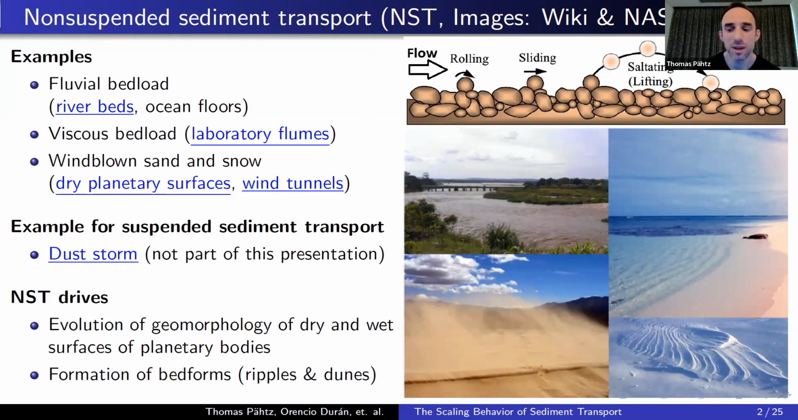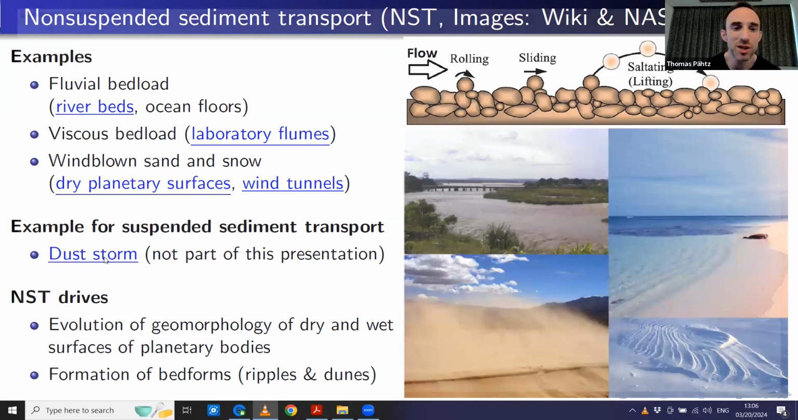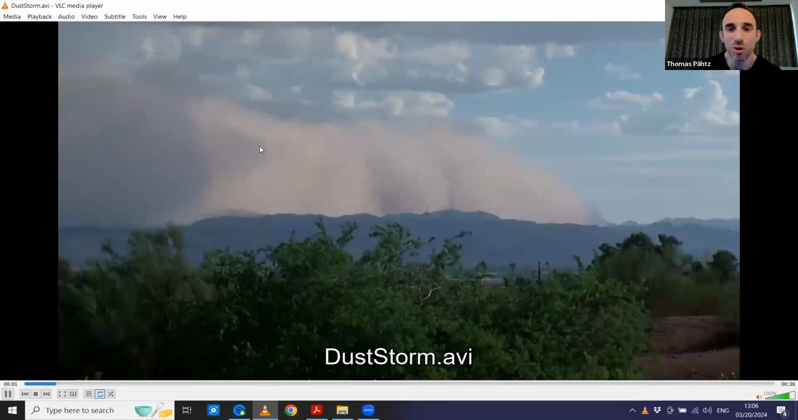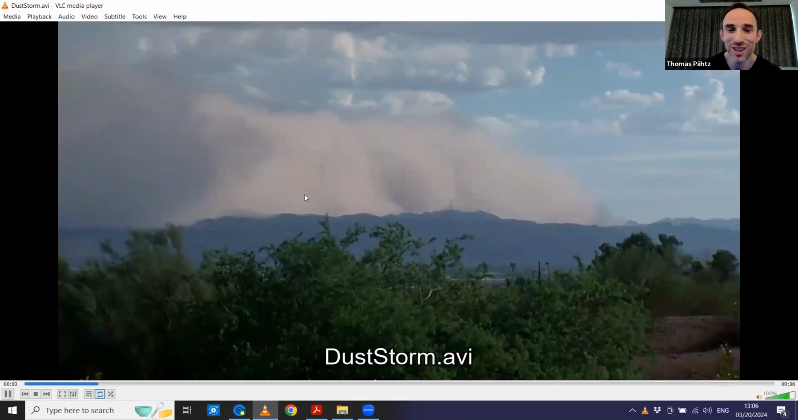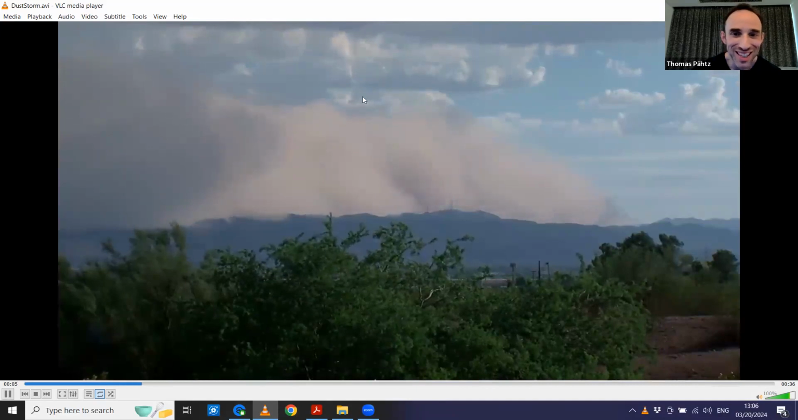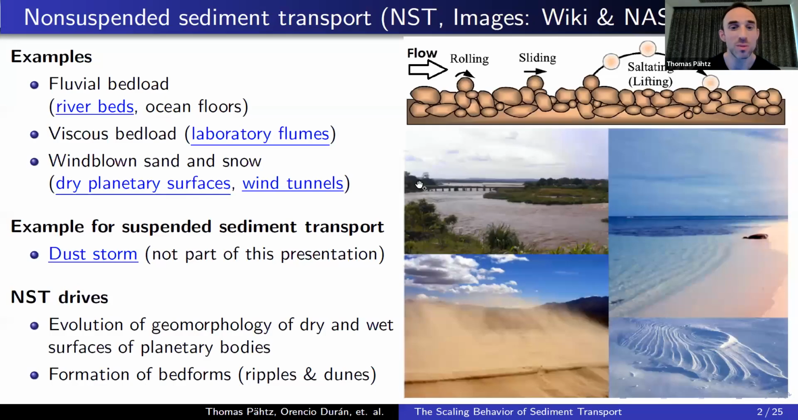Non-suspended means the particles remain in regular contact with a bed surface, and this is different from the suspended regime, where I will show you a video. Suspended sediment transport would, for example, be a dust storm, as in this video. I hope you can see it. So this is not what I'm talking about. I talk about non-suspended sediment transport, and I will show you a few examples.